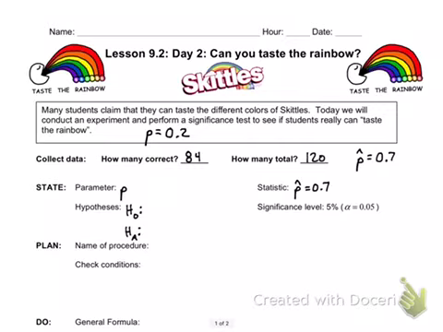But before we do that, we are basically hypothesis testing. And I should also mention here at the beginning that the main thing that we're doing here is we're creating this framework, the state, plan, do, conclude framework, because that kind of follows the free response format of the AP test. So the parameter here is p, the true proportion of correct responses, of correct guesses.